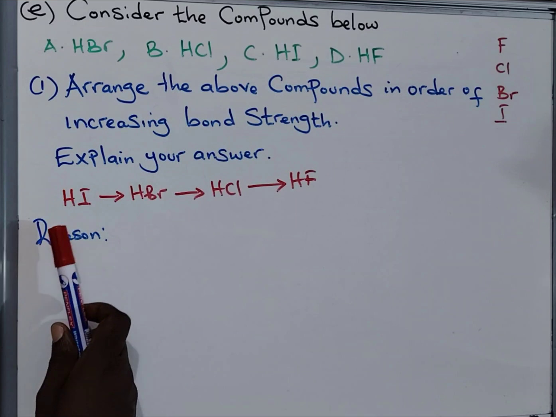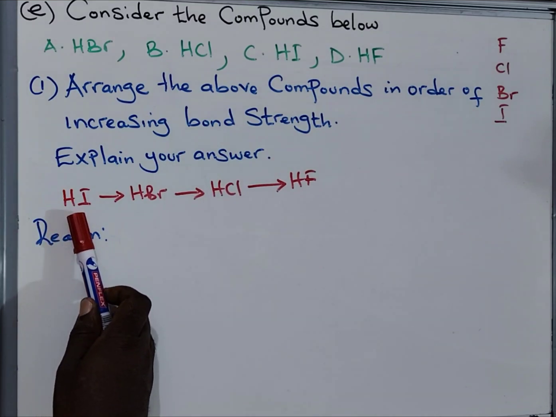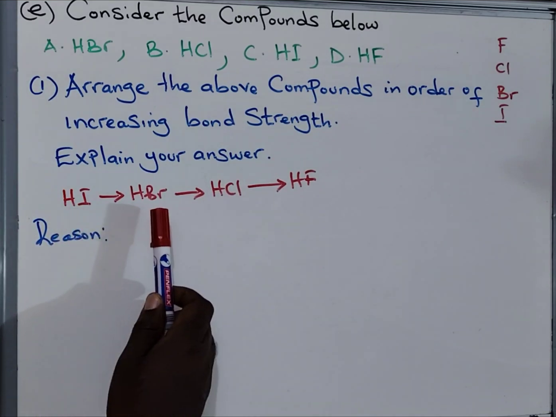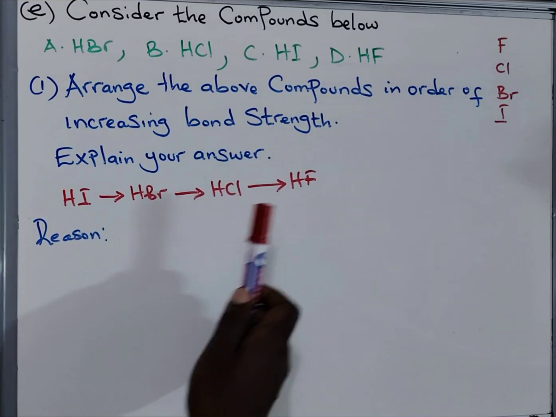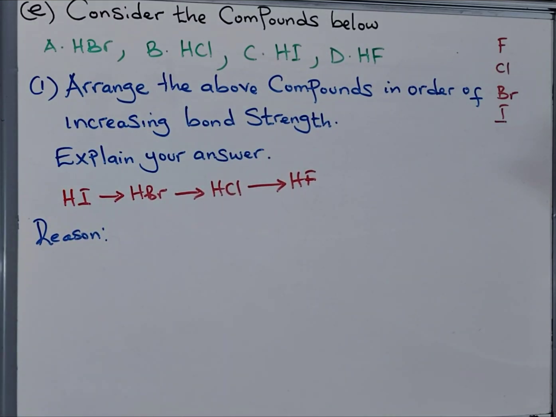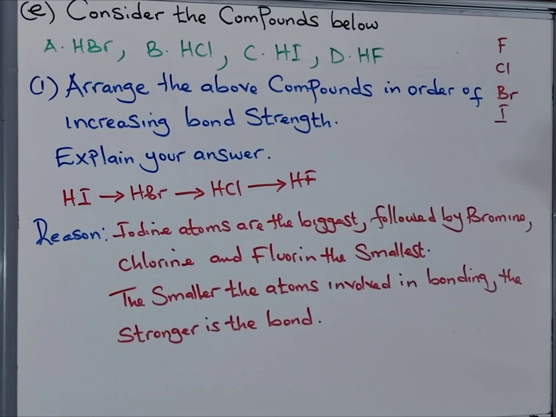So that's the reason. The reason is that iodine is the biggest, followed by bromine, followed by chlorine, then the smallest is fluorine. You have to know that the smaller the atom, the stronger is the bond, and the bigger the atoms involved in bonding, the weaker is the bond. So that's the reason.